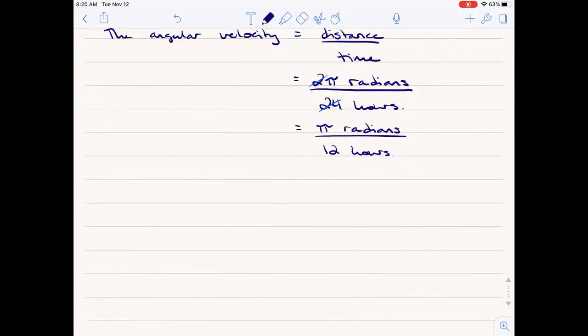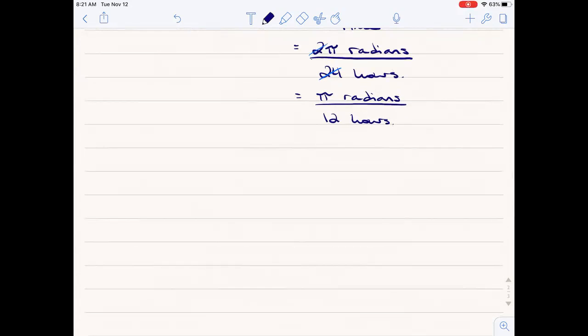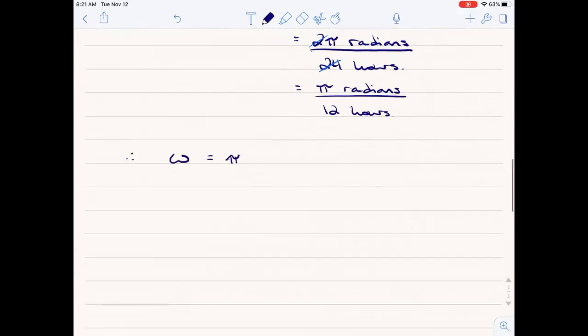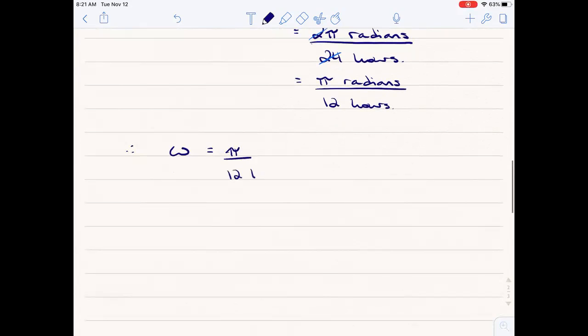Radians is not actually a unit. We said that last day. What's nice about radians is that they're unitless, so they're easy to deal with in formulas, but we get hung up on it because we want it to have units. So we say radians, but radians just kind of does nothing to our units. Therefore, omega must be pi over 12 per hour.